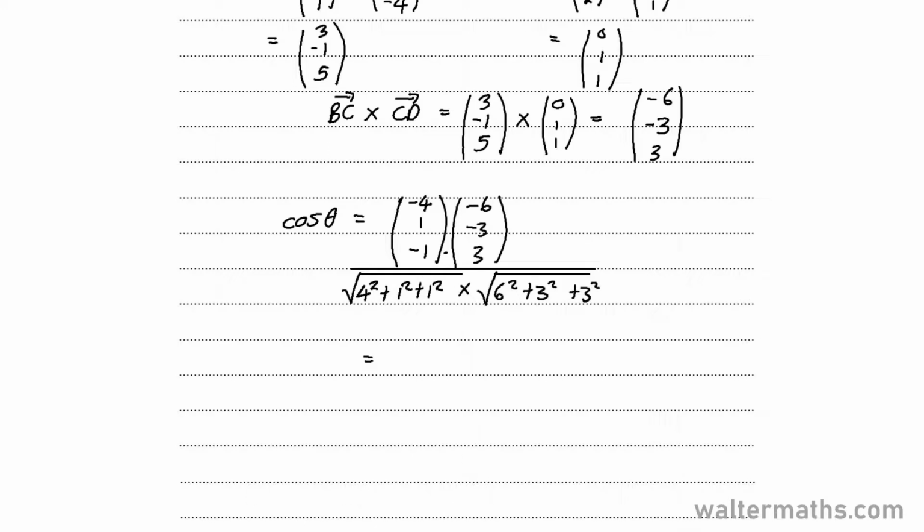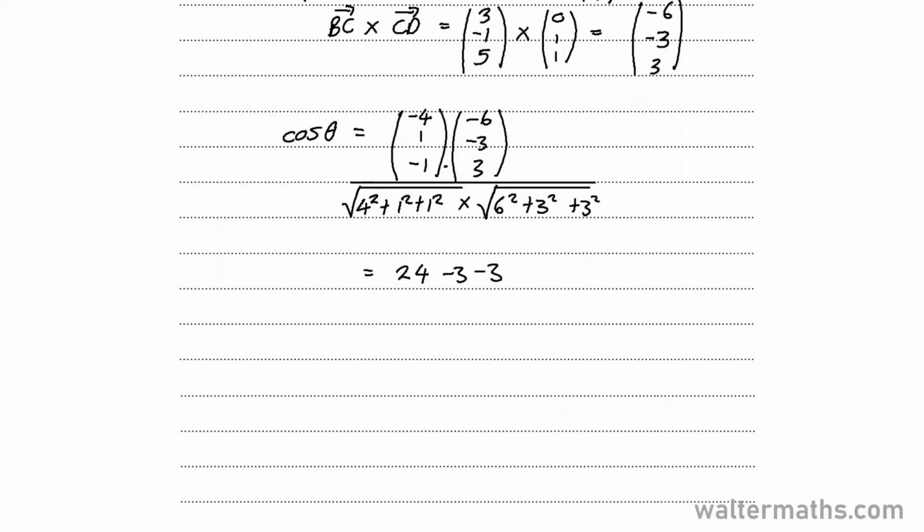So here we can simplify the dot product right above. Minus 4 times minus 6 is 24. Then 1 times minus 3 is minus 3. Then minus 1 times 3 is again minus 3. And that's over the square root of 4 squared plus 1 squared plus 1 squared. That's 18. And it's times 6 squared plus 3 squared plus 3 squared. That's 54. So that's square root of 54. So basically we have 18 over the square root of 18 times square root of 54.